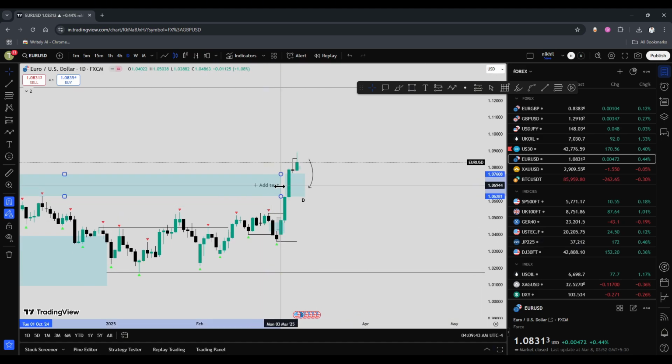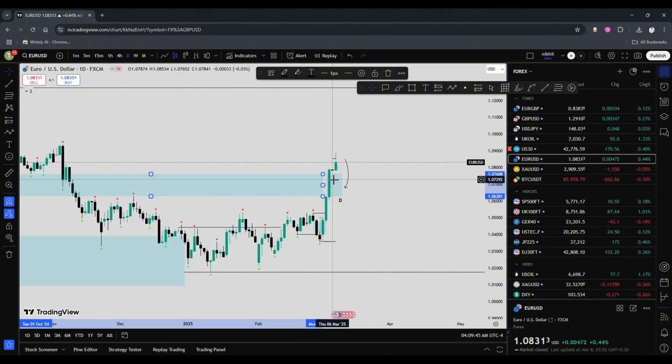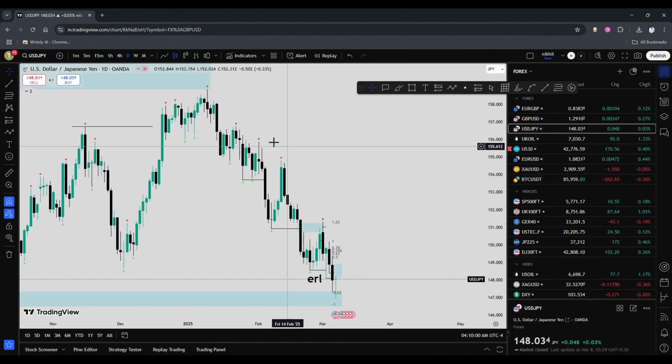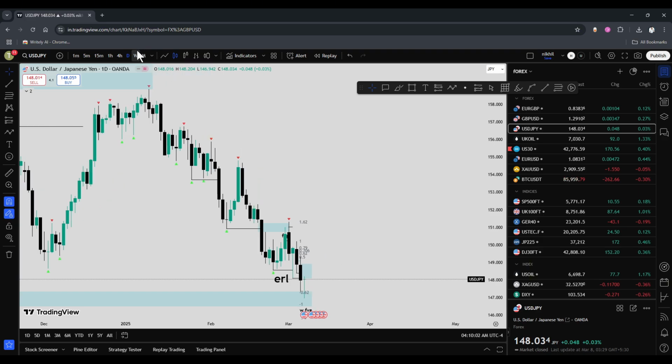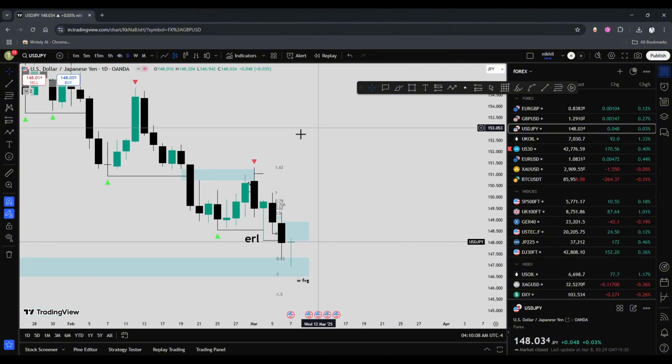Now for tomorrow, it all depends on how we react from this daily gap. If we take a support from the daily gap, we may look for a buy opportunity from here. All right, now I also like to trade USDJPY. That day I took this trade with my community members.